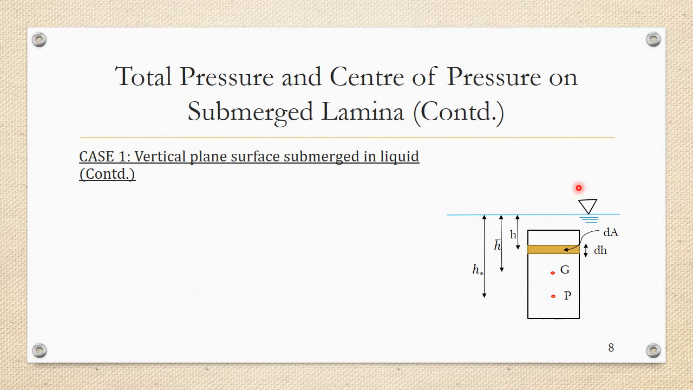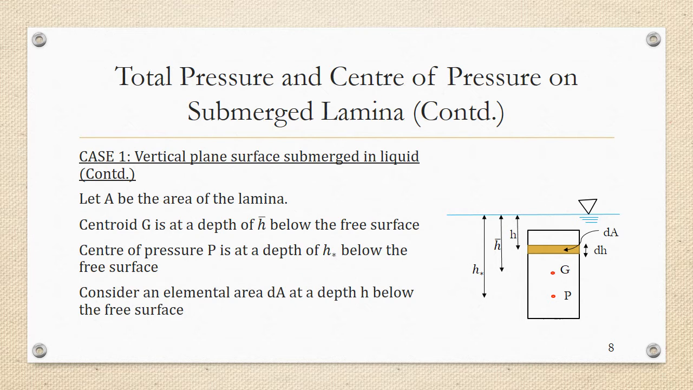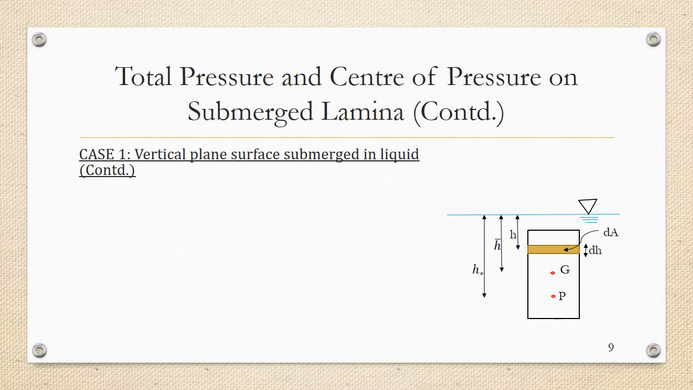So these are the things that are going to describe the vertically submerged surface. It has center of gravity G at a distance of h bar from the free surface. It has center of pressure P at a distance of h star from the free surface, and there is an elemental area dA of depth dh at a distance of h from the free surface. So again, explaining it in writing, A be the area of the lamina, G is at h bar below, center of pressure P is at h star below the free surface, elemental area dA at a depth of h below the free surface. Now, we will move on with the derivation.